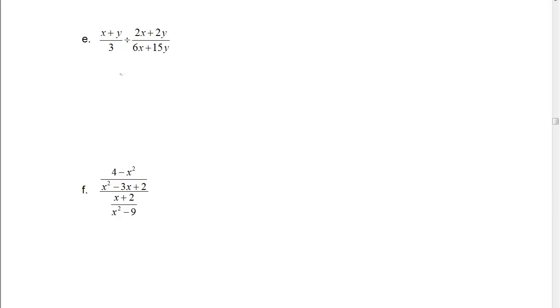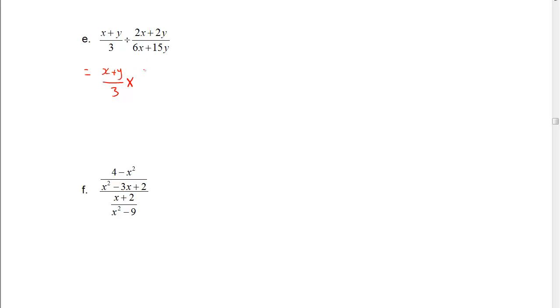In this video we're going to solve some multiplication and division problems with algebraic expressions. So we're continuing from the last video, so we're starting with E here. We have x plus y over 3, none of those can be factored. The division we actually solve by changing it to multiplication and taking a reciprocal of the second part here.